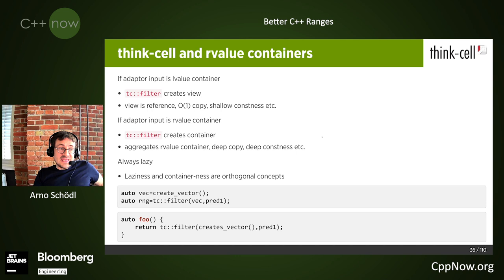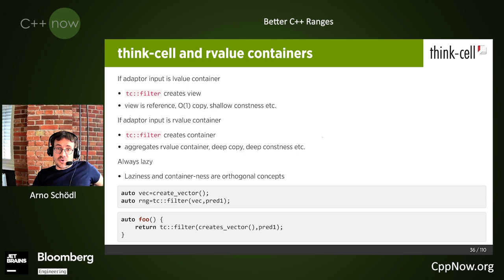If the adapter input is an L value container, then our improved filter would still create a view, just like what the standard library does. It's a reference, O of one copy, shallow constants, and so on. On the other hand, if your adapter is an R value container, the filter could actually create a container. It could incorporate the values into its object. It doesn't have the O of one copy anymore. It would have deep copy, deep constants, but it would still be lazy. So in that way, the laziness and the containerness of ranges could be orthogonal things.